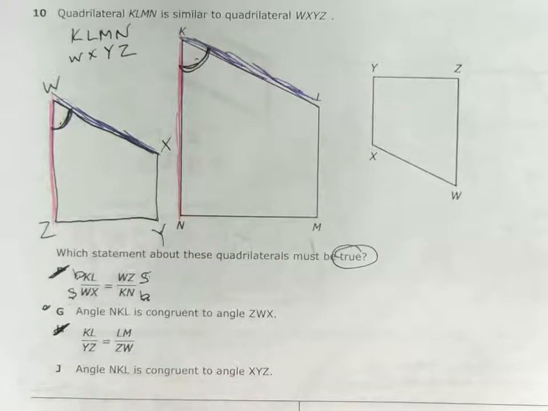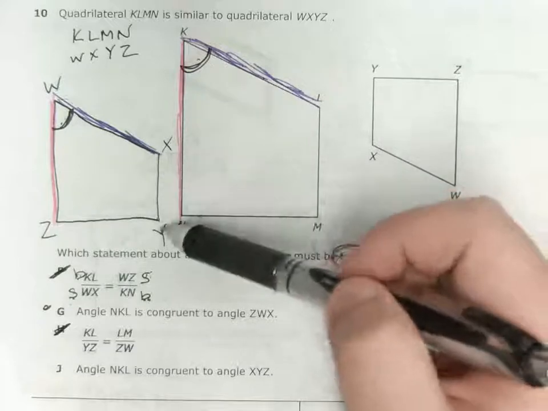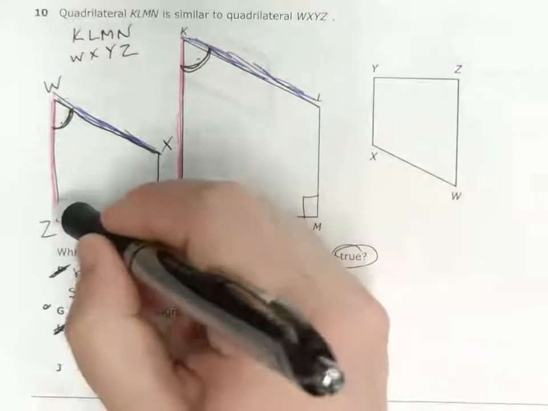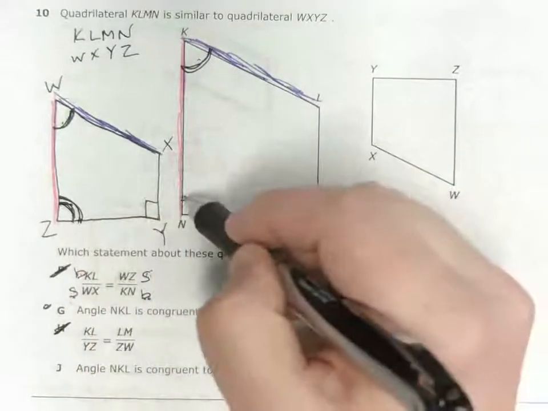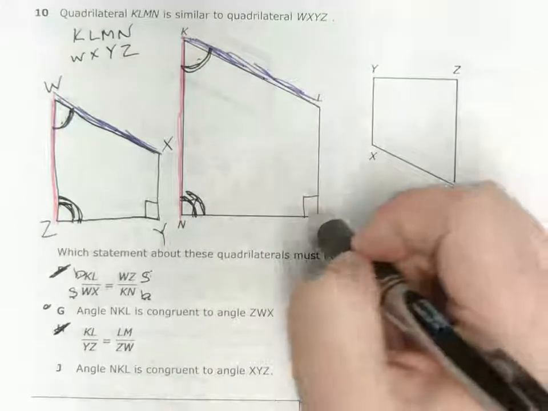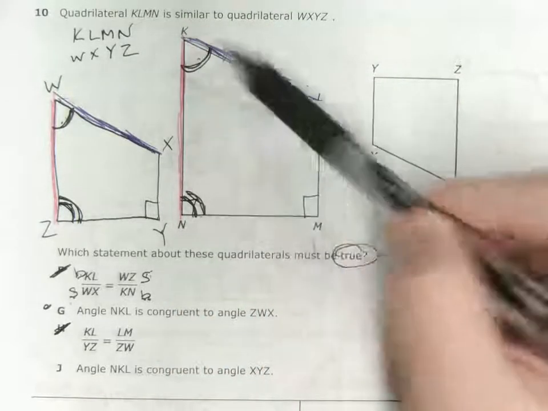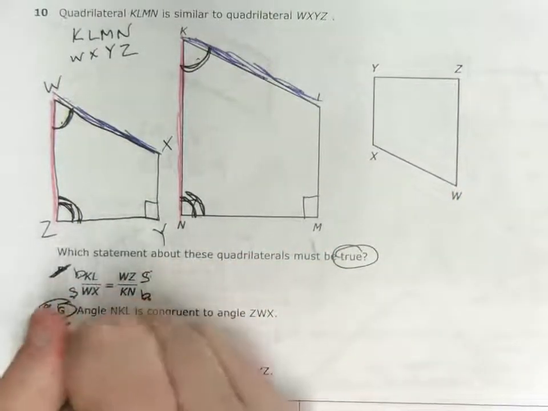Angle NKL is congruent to angle XYZ. And that's not true. These are both right angles. So these would be congruent here, this one would be congruent here, and then that one would be congruent to that. We already said NKL was congruent to ZWX. So G is our answer.